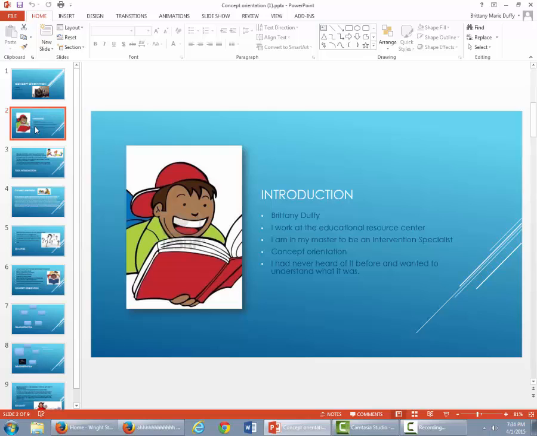I work at the Educational Resource Center, which is 116 Allen Hall, but I am in my master's to be an intervention specialist. As I said, this project is on concept orientation. I decided on this because it is something I had never heard of before, and I wanted to understand what it was, or what it meant, and how it could help students.